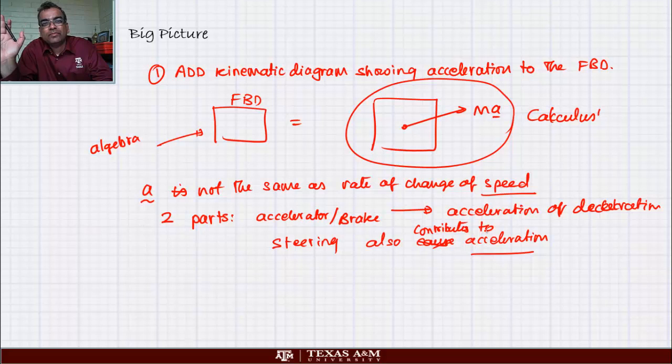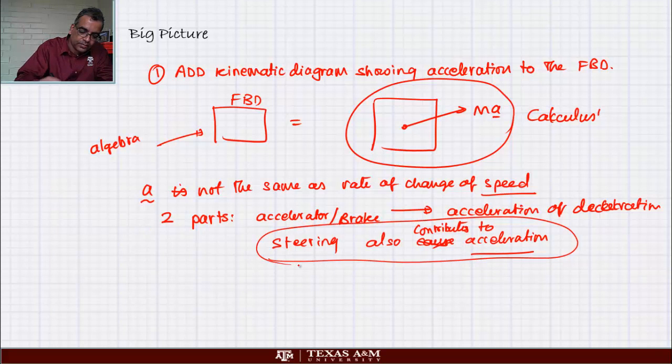So I want you to remember this. This part is called normal acceleration. Normal, I don't mean common. What I mean is perpendicular. But this is what tells you what happens when you turn the car left or right. This one is whether you speed up or slow down. So both of them are important.